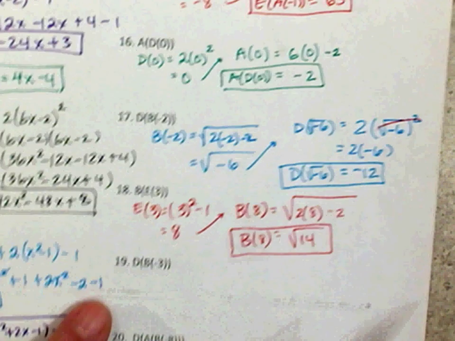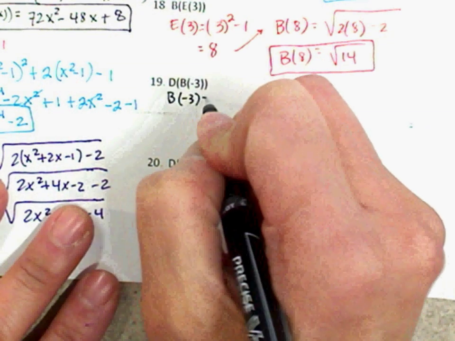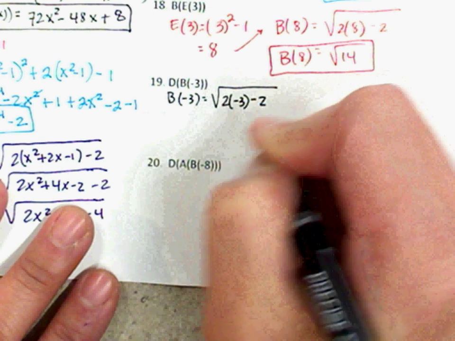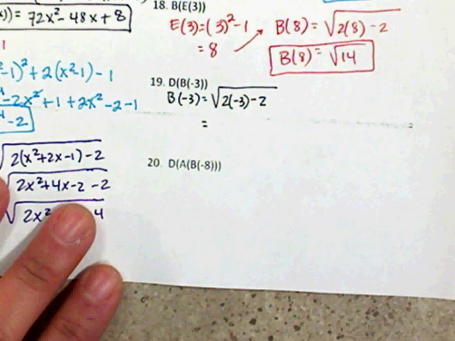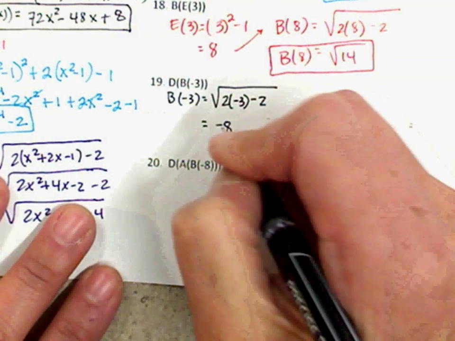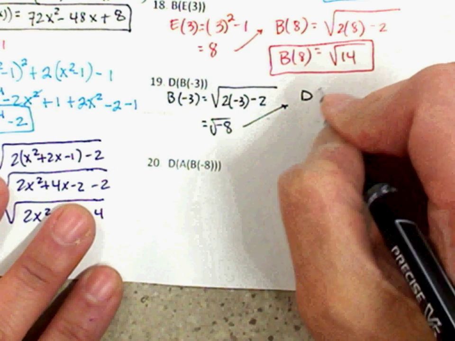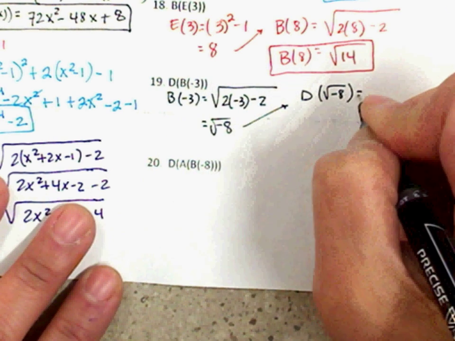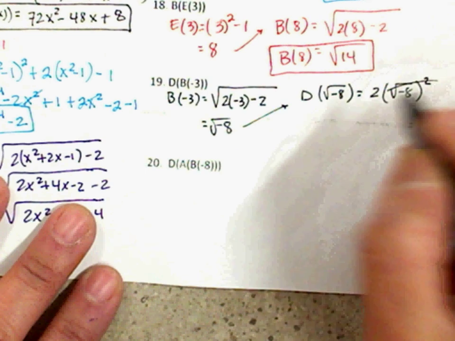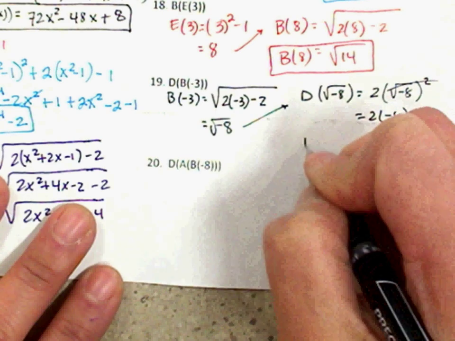Number 19. We're going to start with B first. B of negative 3. So square root of 2 times negative 3 minus 2. 2 times negative 3 minus 2 comes out to be negative 8. Square root of negative 8. We're going to substitute that into our D function. And D is 2 times the square root of negative 8, squared. Those cancel out. 2 times negative 8 comes out to be negative 16.